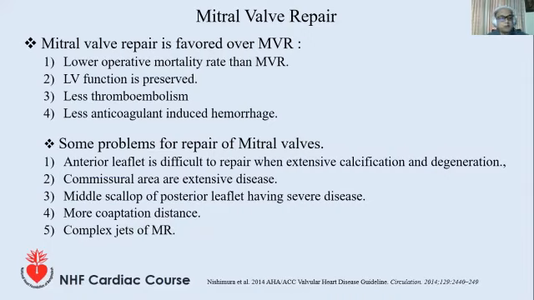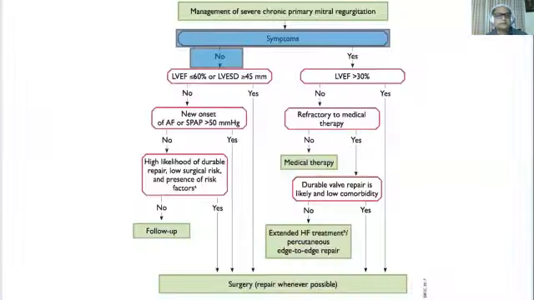The problems are when the anterior leaflet is difficult to repair, with extensive calcification, and when associated with other diseases. There is extensive disease in both commissures, severe disease in the middle scallop of the posterior leaflet, greater coaptation distance, and a complex jet of mitral regurgitation.